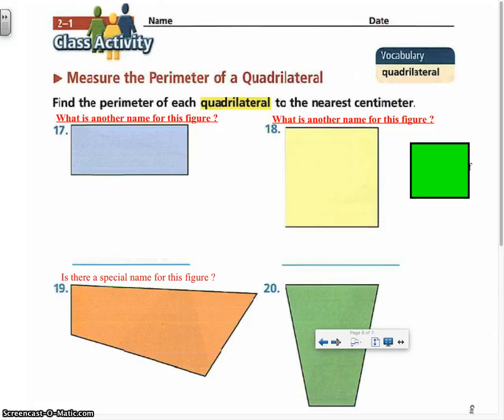Measure the perimeter of a quadrilateral. We're getting into some great vocabulary here, Miss Anderson. A quadrilateral. Quad makes me think that there are 4, because I know that quad can mean 4. So that must mean that it's 4 sides. So now I'm going to look at number 17, and it says, what is another name for this figure? Well, I know that it can be called, let's see, it's a 4-sided shape.